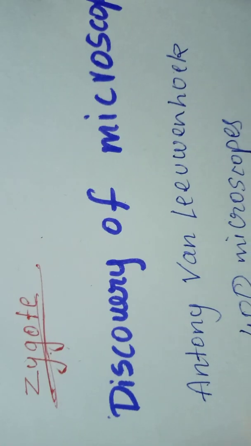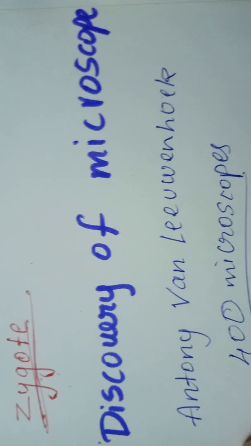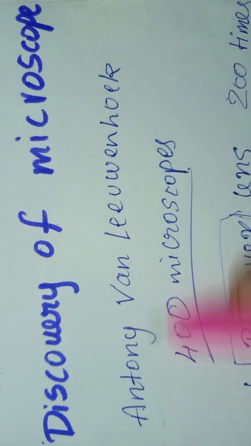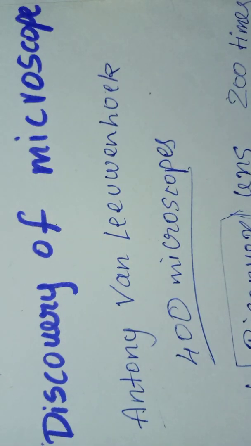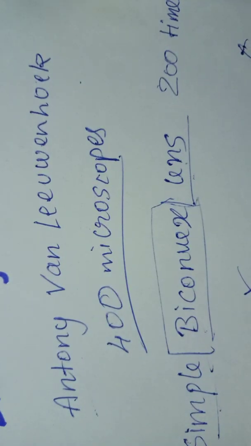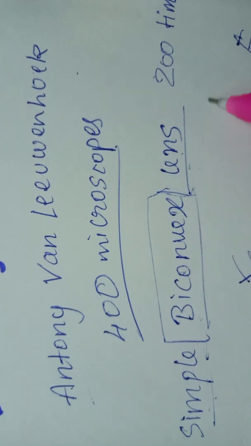Now, how was this cell discovered? It was discovered by microscope. The first microscope was constructed, not discovered, constructed by Antony van Leeuwenhoek. He is a Dutch scientist. He made nearly 400 microscopes, and all of his microscopes were simple biconvex lenses.